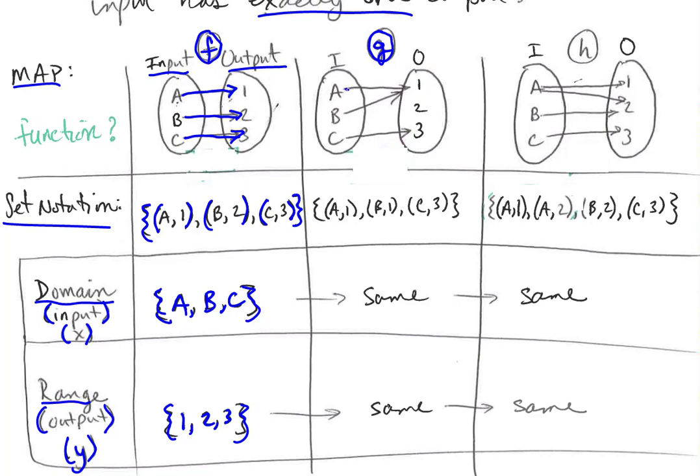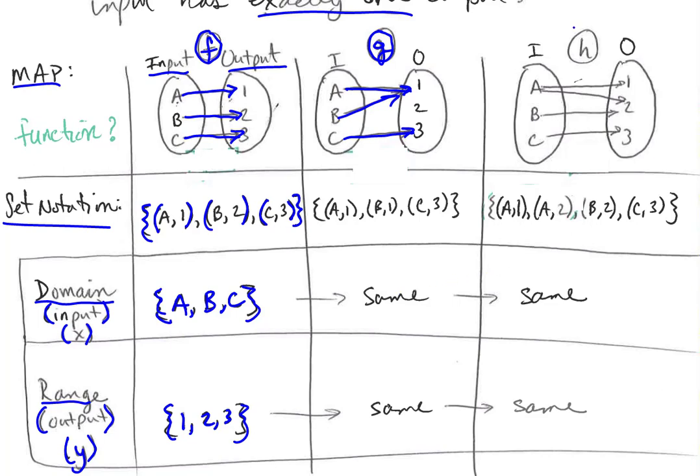This time we have A going to 1, we have B also going to 1, and then we have C going to 3, again denoted with these arrows in the map kind of notation. The set notation will have, as we've seen already, just the ordered pairs representing each arrow. So we have A, 1, B, 1, and C, 3. And then the domain and the range in set notation will be the same as they were originally, because they all are the same, inputs being A, B, and C, and outputs being 1, 2, and 3. So again, domain is input, range is output.